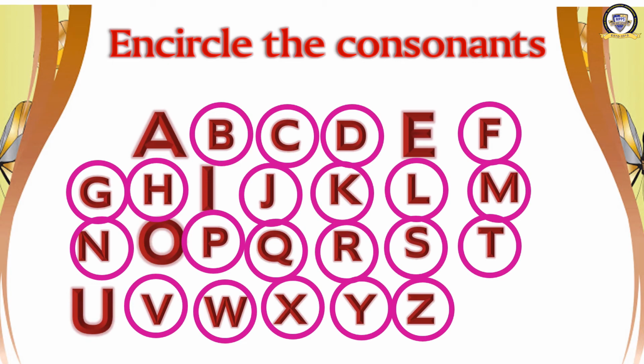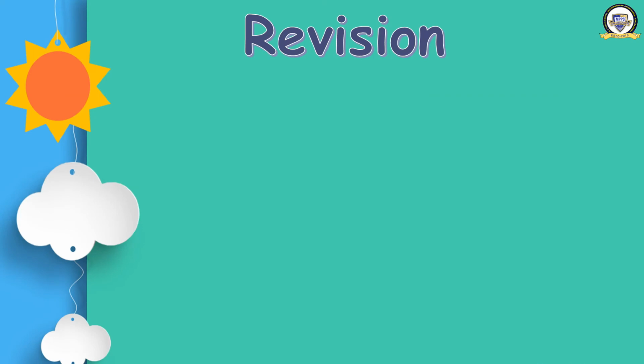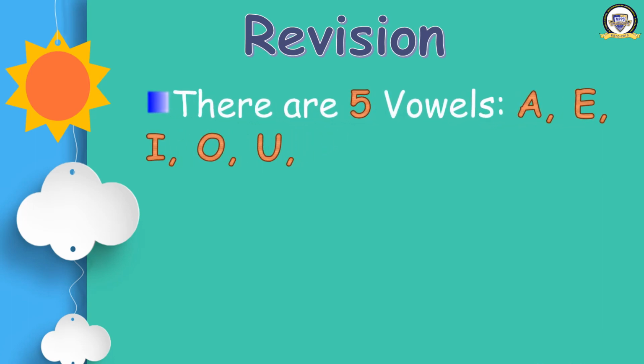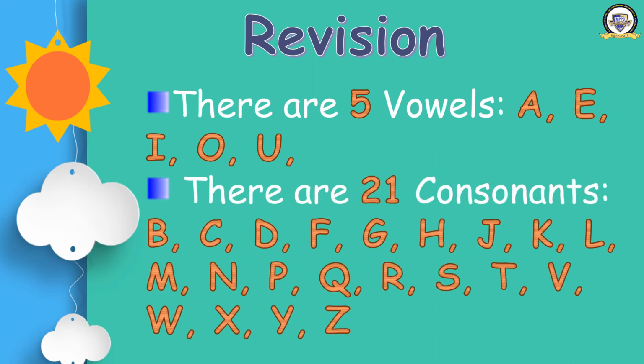You have learned about vowels and consonants in this chapter, is it? So we have completed. Let us start the revision. What we have learned in this chapter? We have learned that there are 5 vowels, A, E, I, O, U, and there are 21 consonants. All the letters besides these 5 are called consonants. 21 consonants and 5 vowels. So the English alphabet has how many letters altogether? 26 letters.